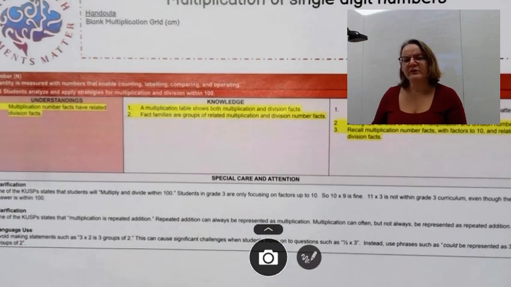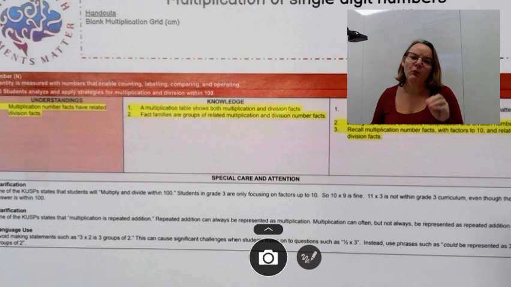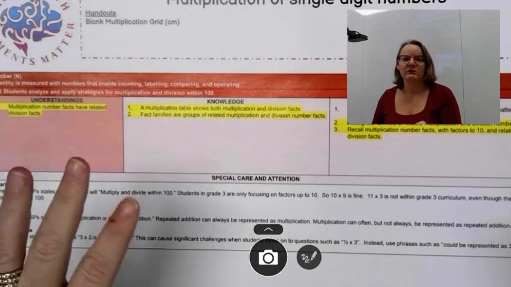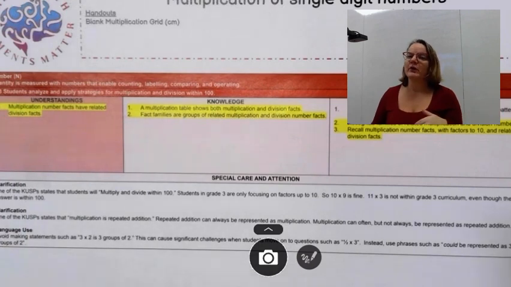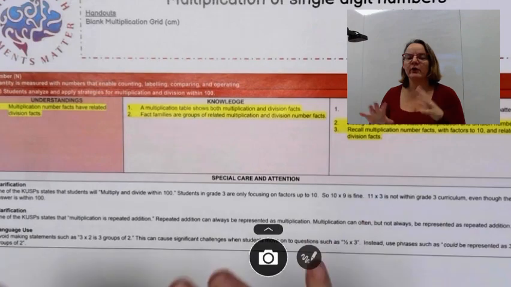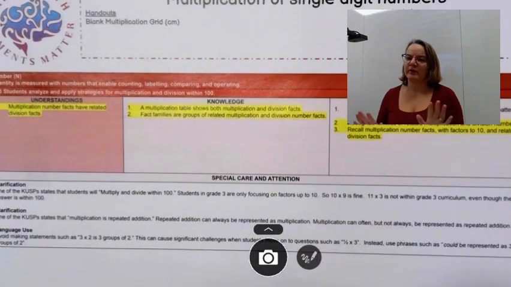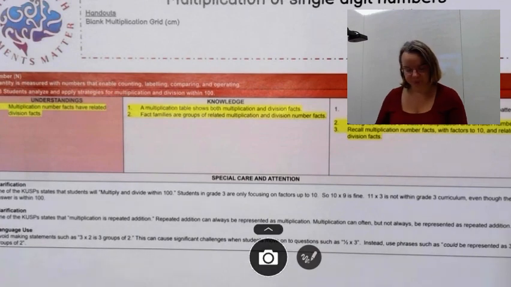There's a couple of things I want to clarify about this particular outcome. Number one, the outcome states that students will multiply and divide within 100. Now, students in grade 3 are only focusing on factors up to 10. So 10 by 9 is fine, but 11 by 3 is not within the grade 3 curriculum. That's actually a grade 4 outcome. So keep that in mind. Single-digit multiplication works, 10 works, but any factor beyond 10 does not fit within this curriculum.